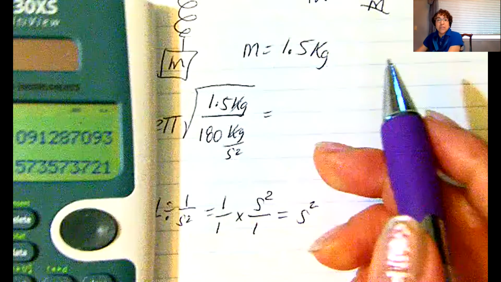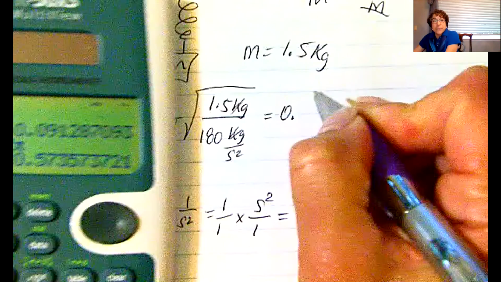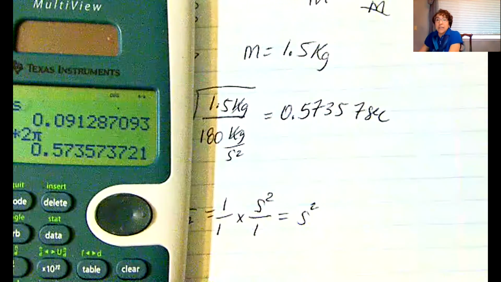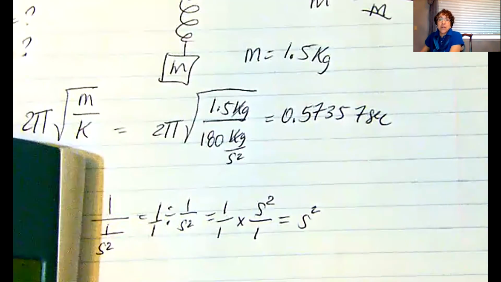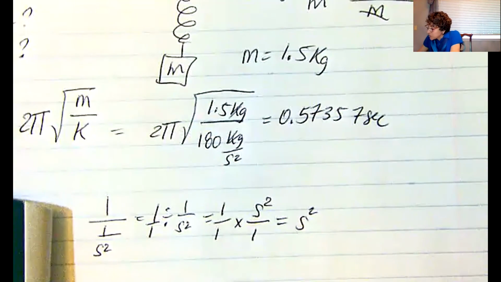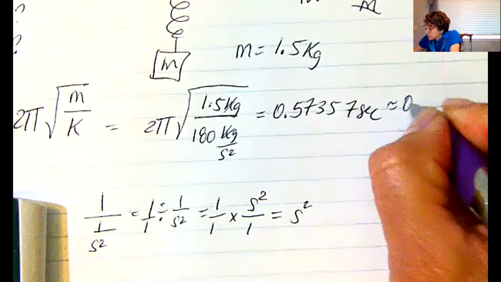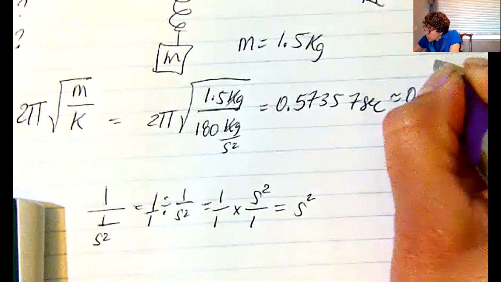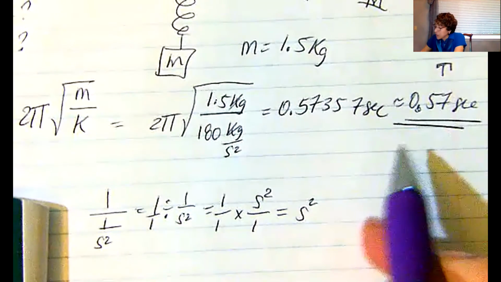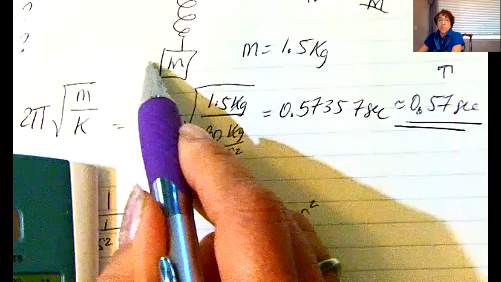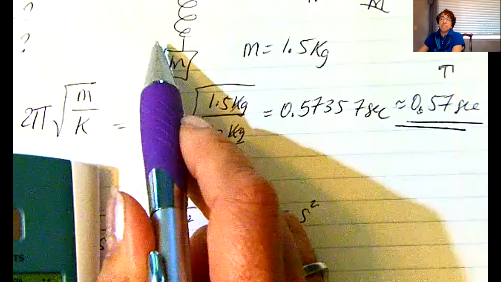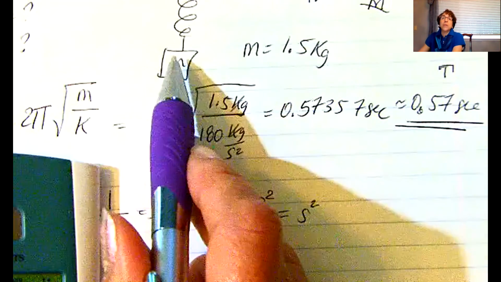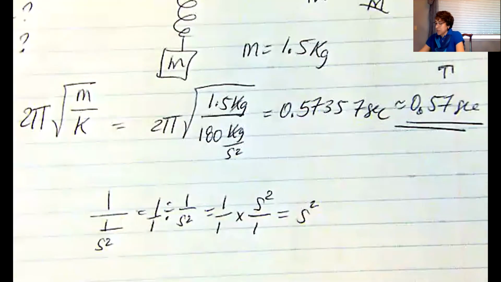So I get 0.57357. All right, so what is that? 0.57357 seconds. Now I can worry about my significant figures. Looks like we only have 2 significant figures. So that's about 0.57 seconds. So that's my period. That means that it took over half a second from some position back to that position. So maybe from the unstretched position back to that neutral equilibrium position. All right, so there's my period.